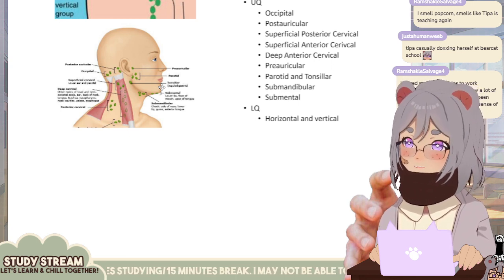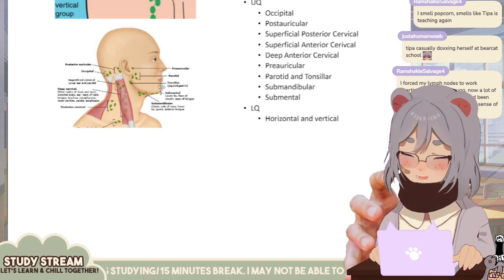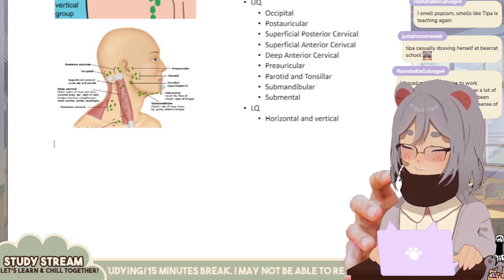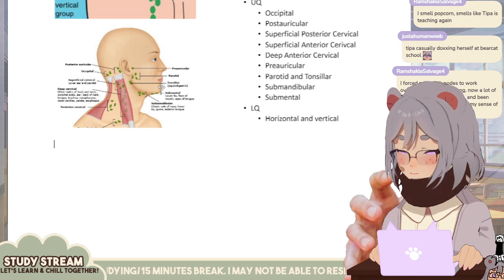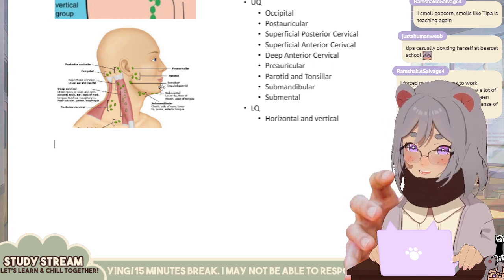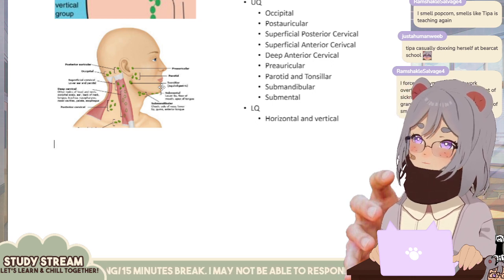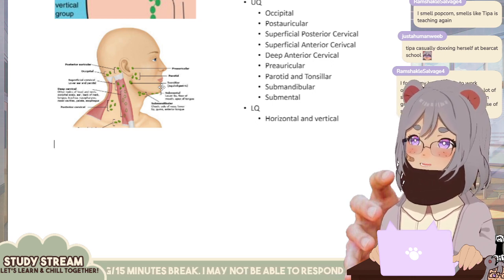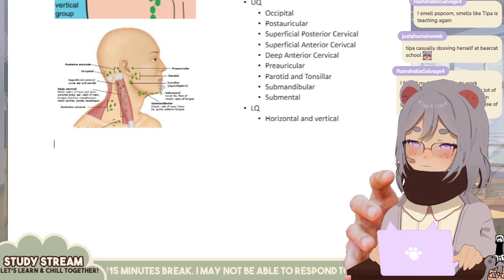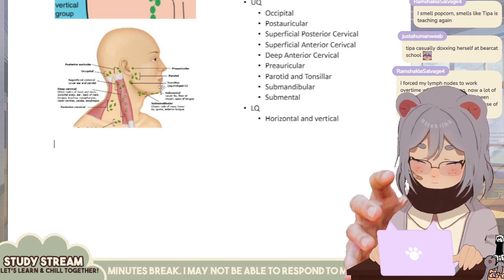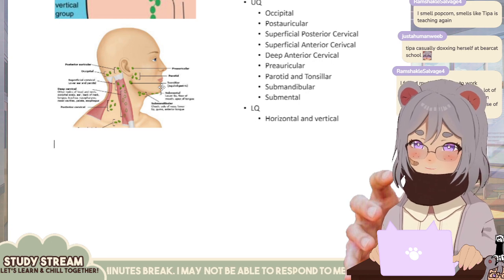Tip: casually doxing yourself at school? Brother. In my Discord server, in the school Discord server, you can literally see that I'm streaming right now. So if any of my classmates are sitting here, I'm sorry. Anyway. Ram says, I forced my lymph nodes to work overtime when I was young. Now a lot of sickness barely affects me and I've been granted the ability to turn off my smell at will. I just hold my breath, but oh my goodness. The human body is amazing.